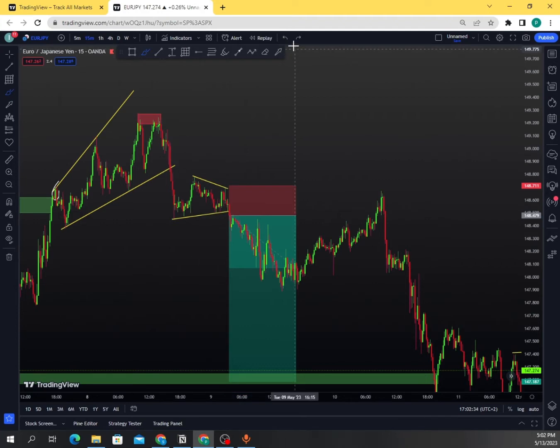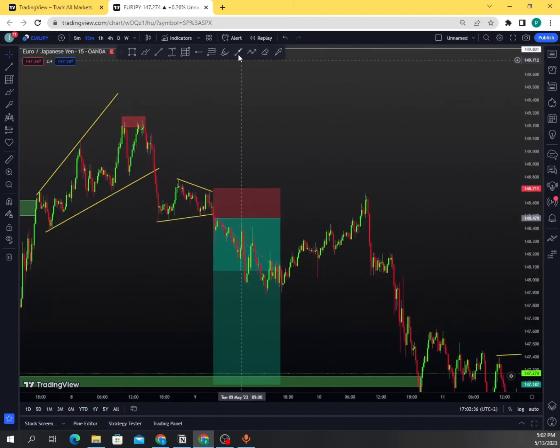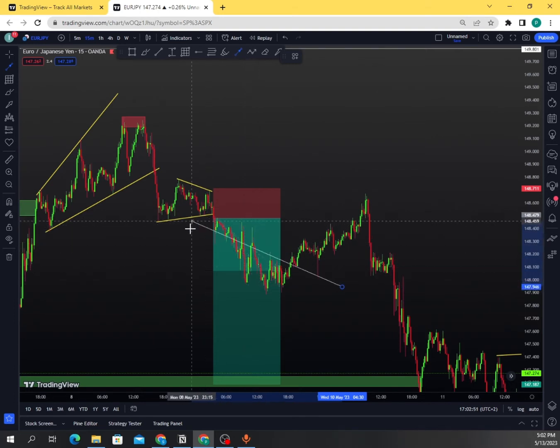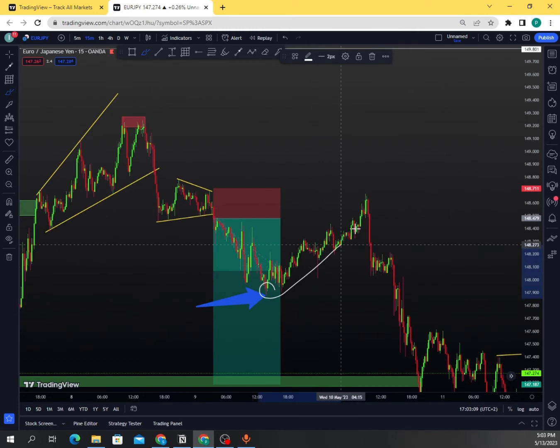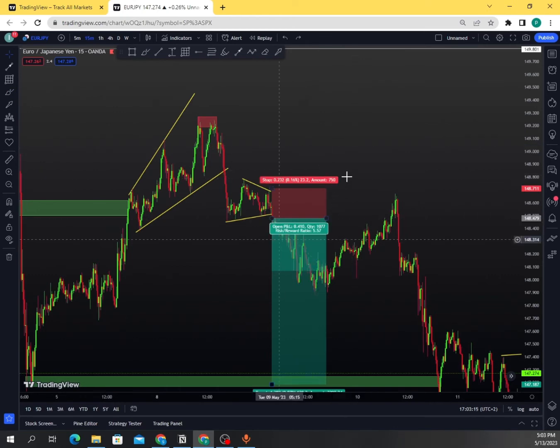So after I entered from this area here, price went down, and it was creating lower lows and lower highs. So in this case, price was moving in a bearish move. However, from this point here, that's when price started to reverse to take me out. So how would I have managed this trade?